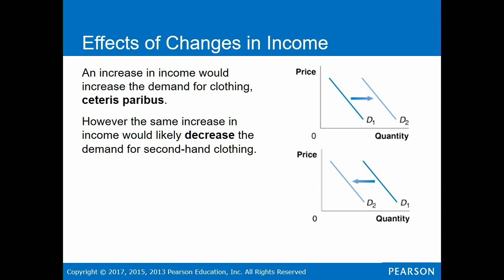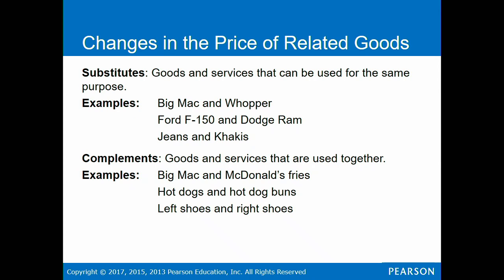Like I said, most goods are normal goods, hence the name. So we're primarily going to be working with normal goods and worrying about normal goods. But it's important to keep in mind that there are some inferior goods out there that have the opposite relationship because of the need they're filling. All right. Next, we'll look at the changes of price of related goods.